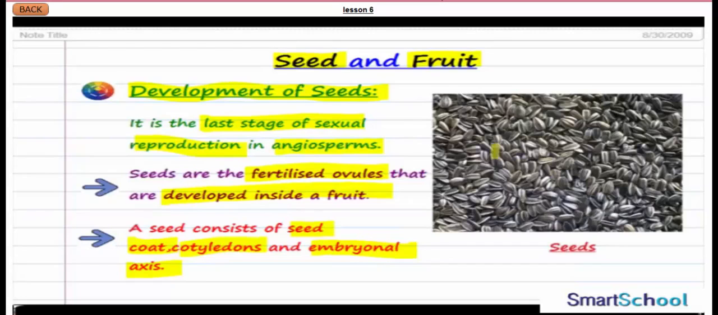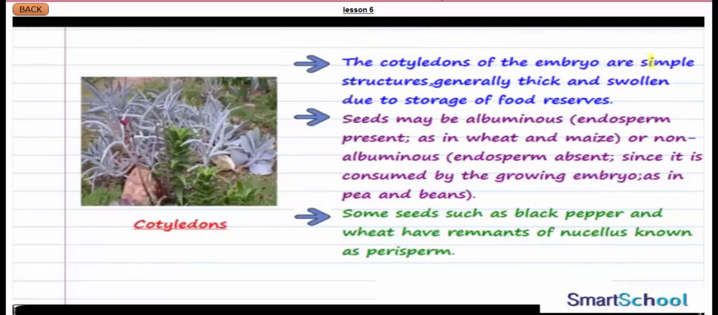Here in this image you can see a large number of seeds being shown. The cotyledons of the embryo are simple structures, generally thick and swollen due to storage of food reserves. So the cotyledons which are present inside the embryo are simple structures and they are swollen because they contain food reserves. Now seeds may be albuminous or non-albuminous.